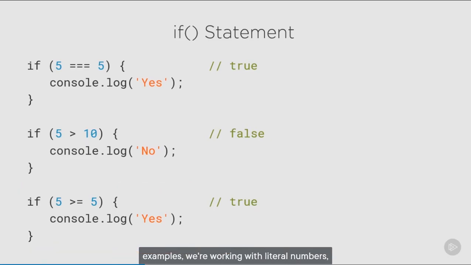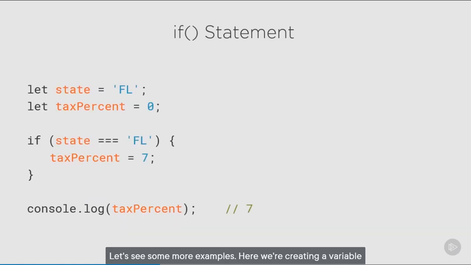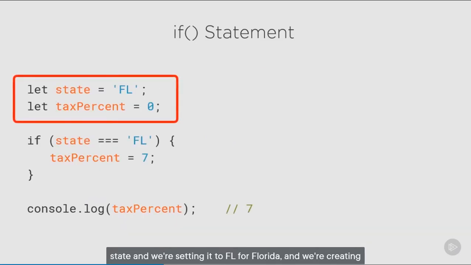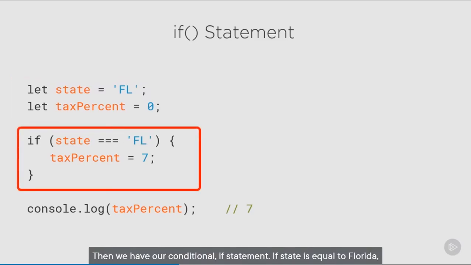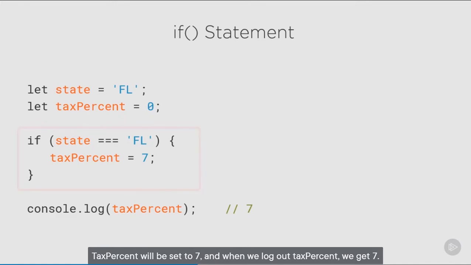In these examples, we're working with literal numbers. But most of the time, you're going to be working with variables, or a variable and a number. Let's see some more examples. Here we're creating a variable state, and we're setting it to FL for Florida. And we're creating another variable called tax%, which we're setting to 0. Then we have our conditional if statement. If state is equal to Florida, FL, we want to set tax% to 7. And the condition is true. Tax% will be set to 7. And when we log out tax%, we get 7.